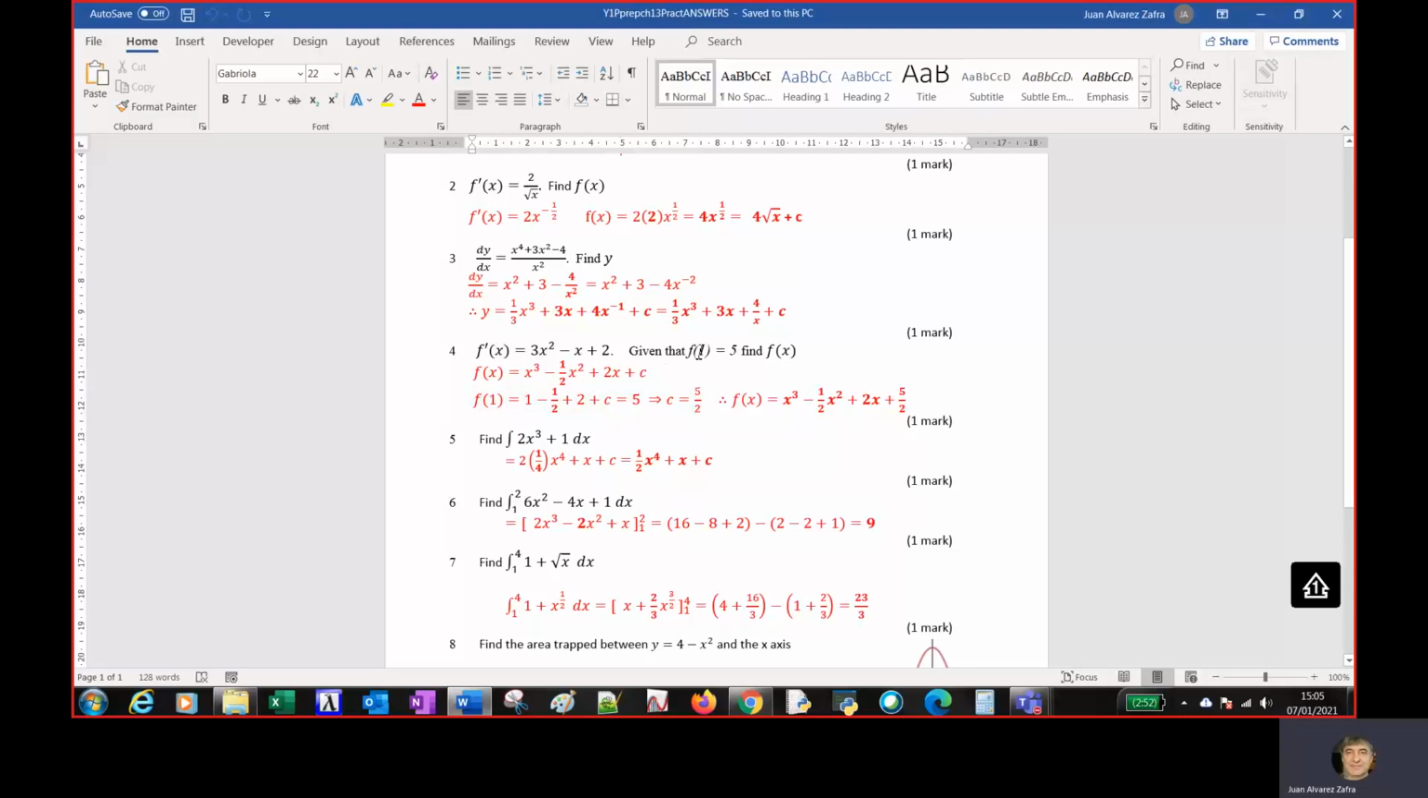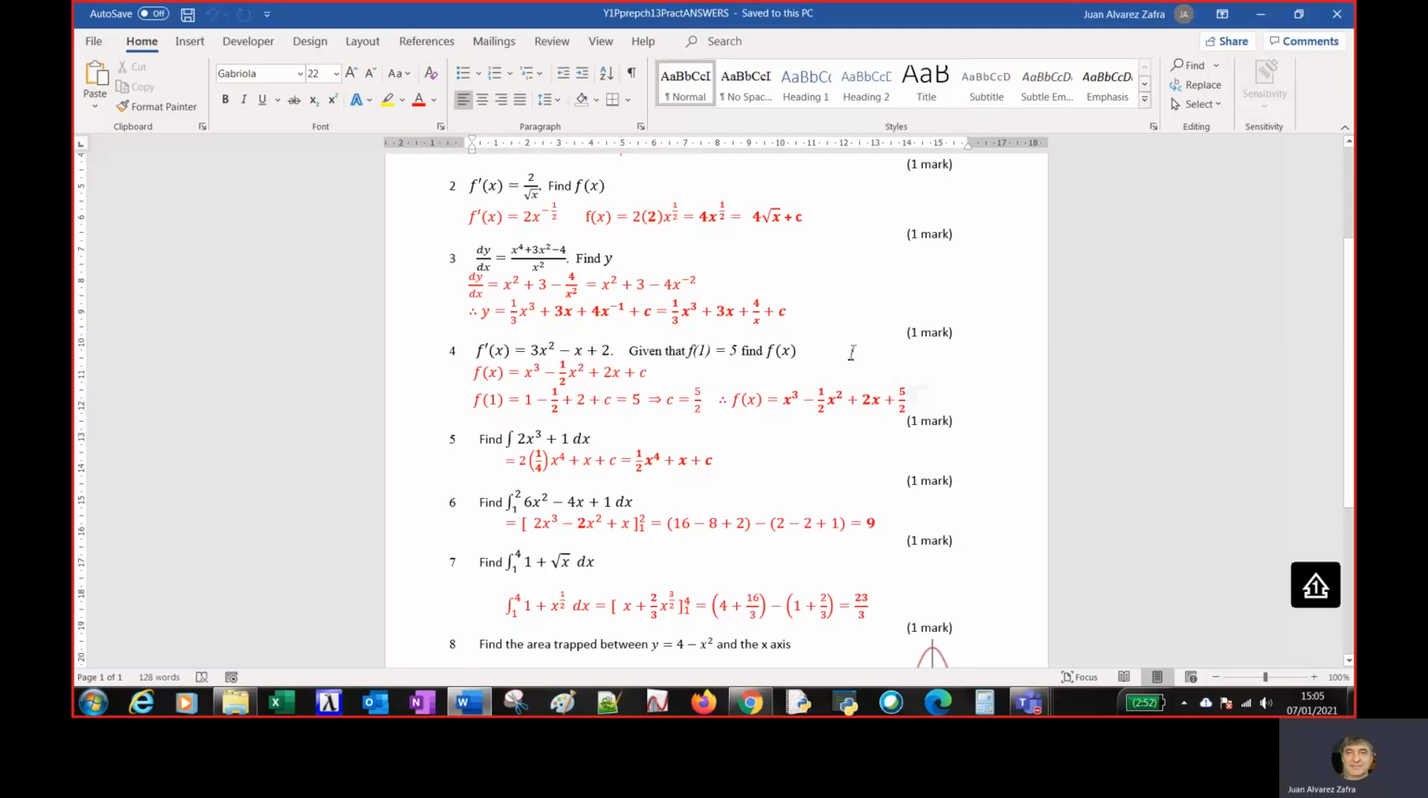Feeding in 1 into our function, the output is 5. So feeding in 1, we get 1 cubed minus 1/2 times 1 squared plus 2 times 1 plus c equals the output of 5. If you then solve this equation, you get that c is 5/2. And now we know that f of x is x cubed minus 1/2 x squared plus 2x, and the c can be replaced by 5/2.